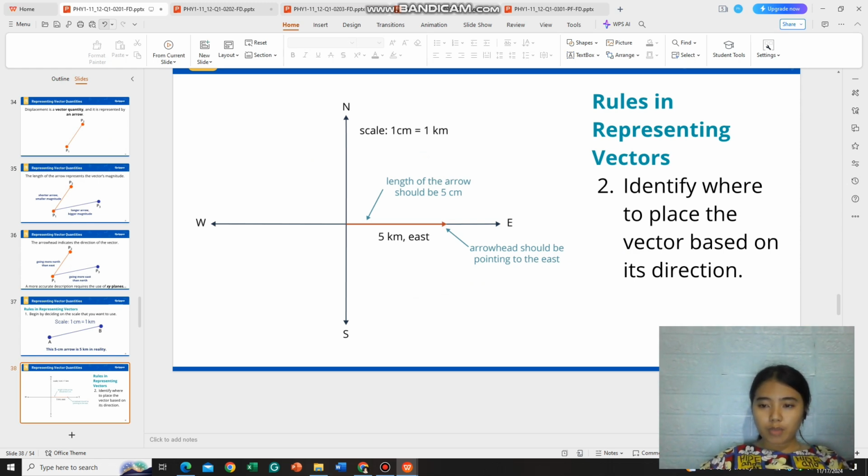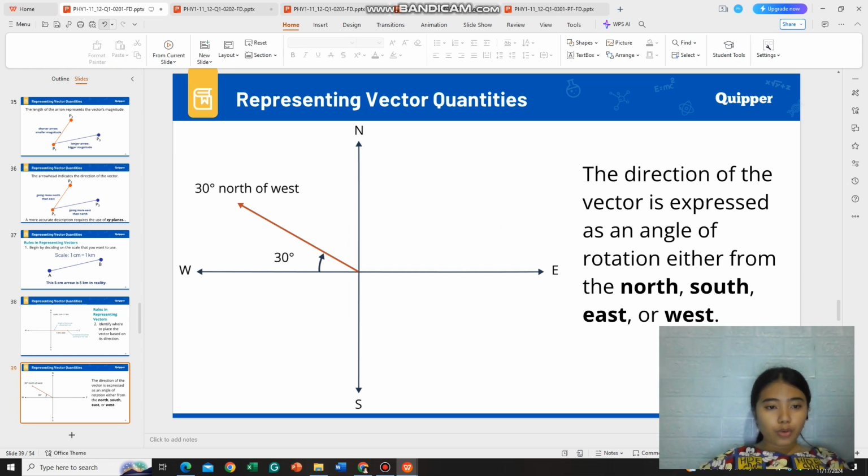So, it is converted. Number 2, identify where to place the vector based on its direction. Here it is east, 5 kilometers east. There is only one direction, so it points straight east. Since there is no other component, it is not east of north or north of east; it is planar, pointing straight east. So, it is horizontal, pointing east.